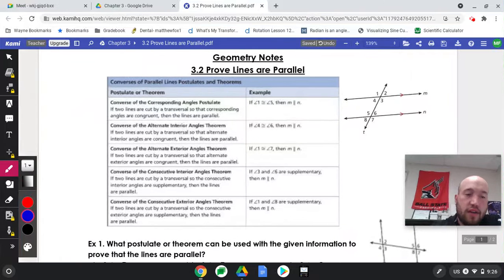Good morning, and today we're going to continue talking about parallel lines, and we're going to do the opposite of what we did yesterday. We're going to take those angle relationships and prove that the lines are parallel.